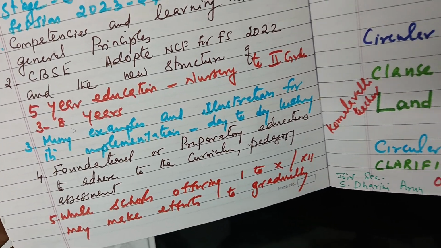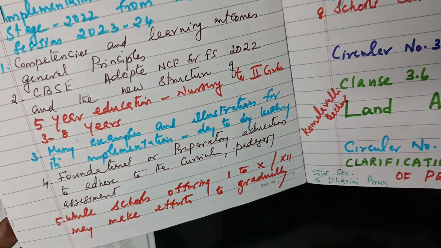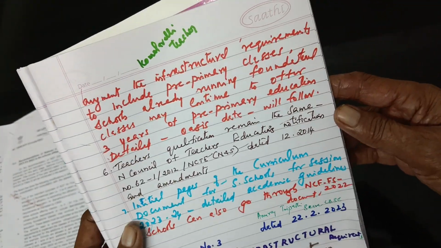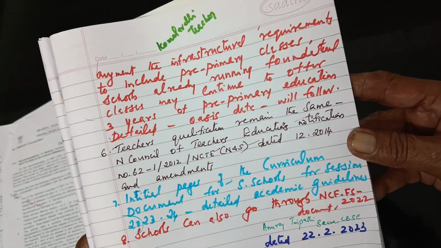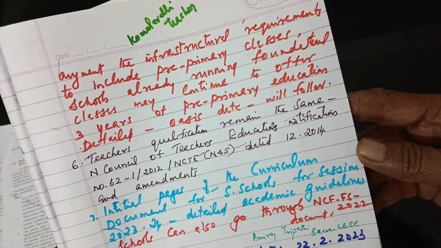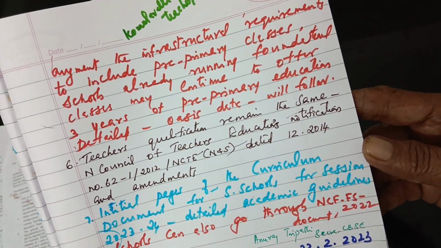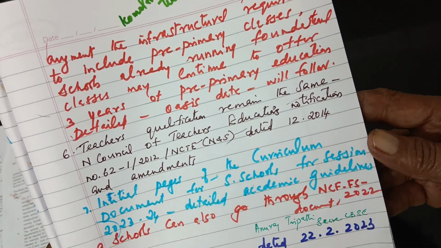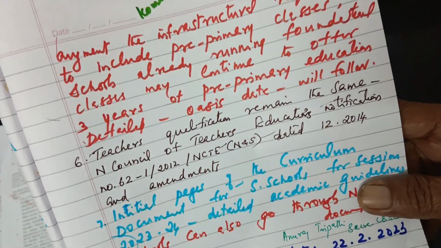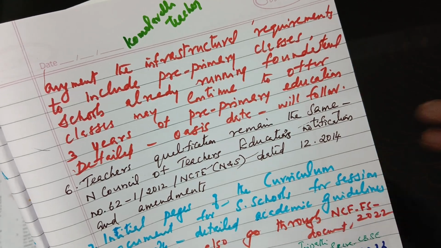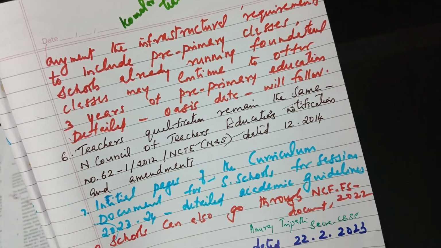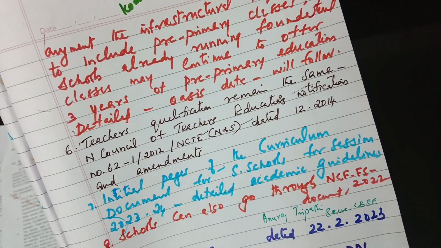Then the fifth point: while schools offering 1 to 10 or 1 to 12 may make efforts to gradually augment the infrastructure requirements to include pre-primary classes. Schools already running foundation classes may continue to offer 3 years of pre-primary education. Detailed IASIS data will follow later. So the infrastructure requirements should include the pre-primary classes. Schools already running foundation stage may continue to offer 3 years. That is up to 3 years.